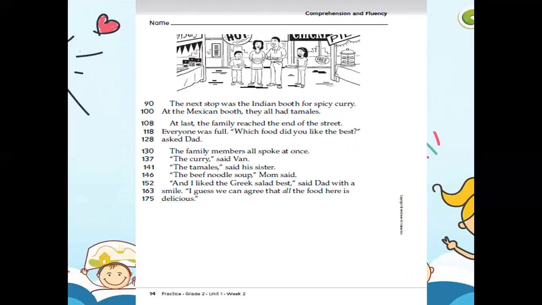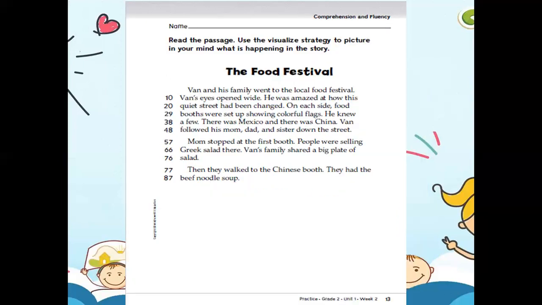Okay, now let's explain it, then we're going to complete the reading. So what happened here? Van and his family went to a local food festival. What's the meaning of local? Something nearby. It's very near to their house, or in the neighborhood, maybe. So here Van's eyes opened wide because he felt surprised. He was amazed at how this quiet street had changed. There were booths on each side, set up showing colorful flags.